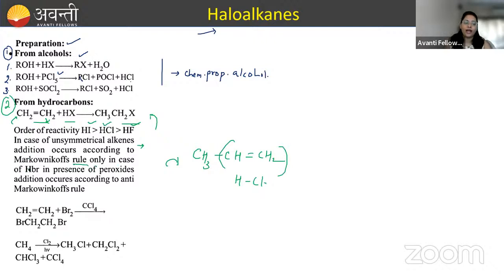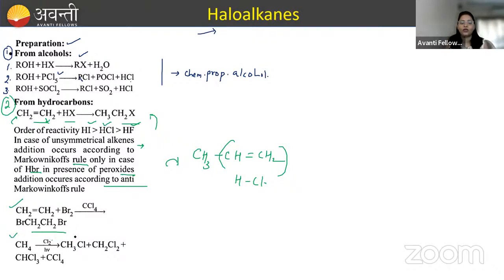Only in case of HBr, in the presence of peroxide, addition occurs according to the anti-Markovnikov's rule. Here you can see I have shown another reaction of alkene with Br2. Here 2 Br have been added. This is another method of preparation of dihalides.